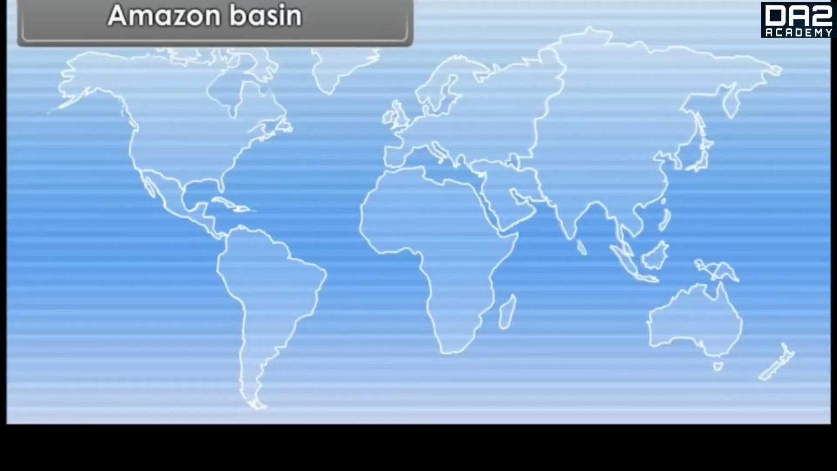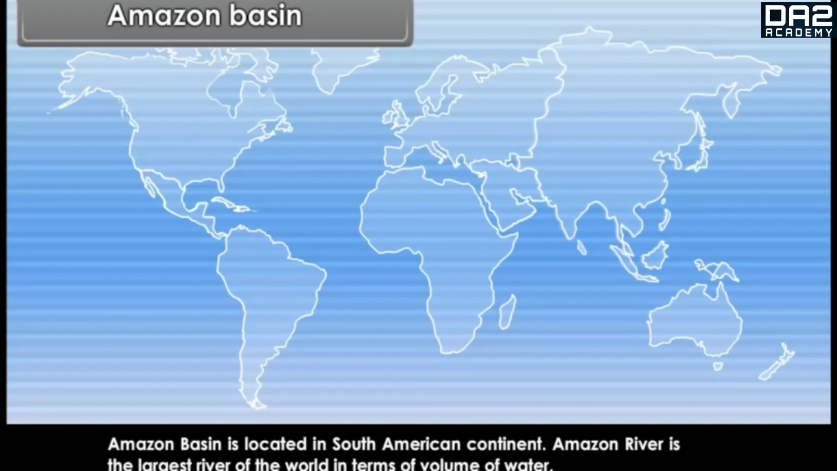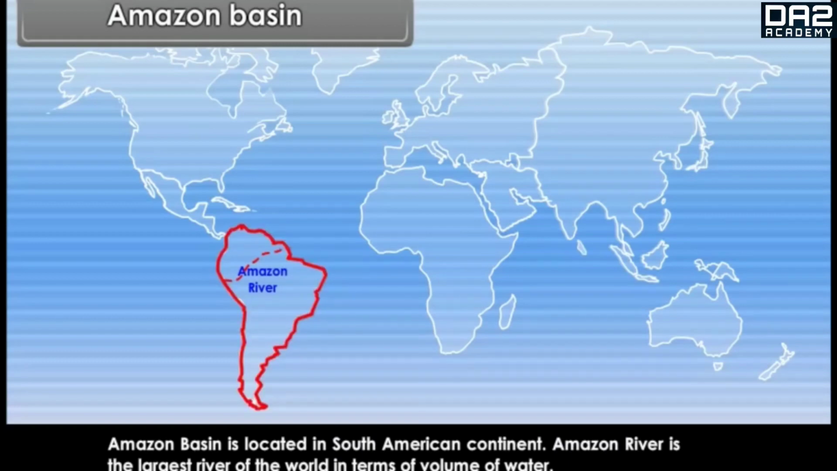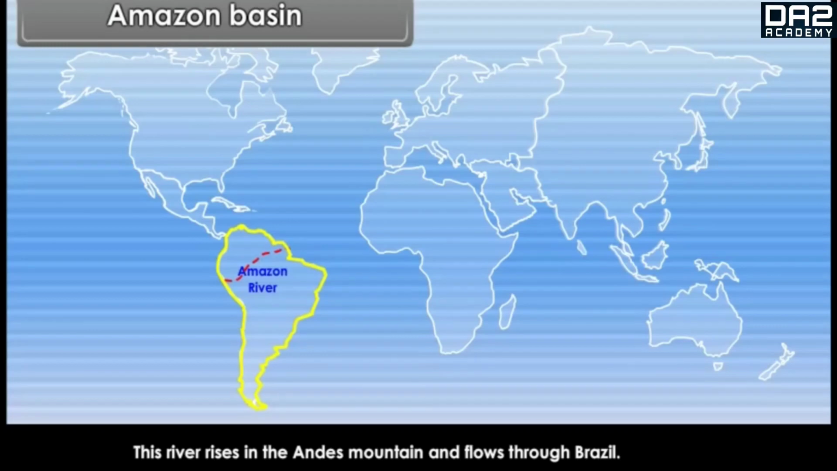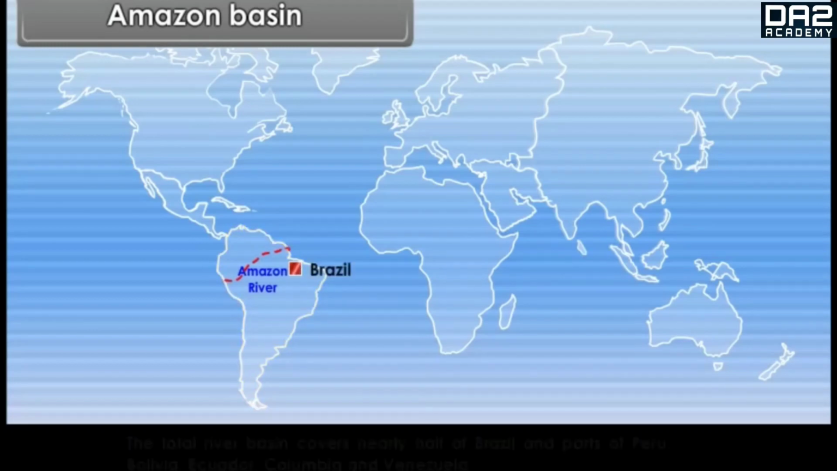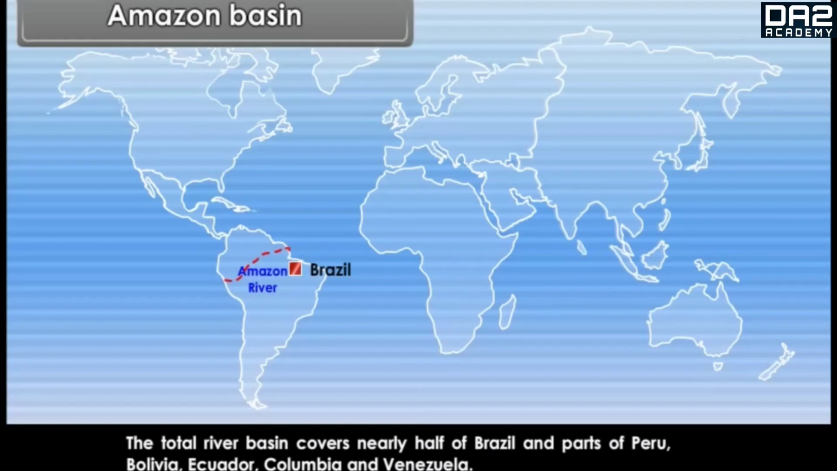Amazon basin. Amazon basin is located in South American continent. Amazon River is the largest river of the world in terms of volume of water. This river rises in the Andes mountain and flows through Brazil. The total river basin covers nearly half of Brazil and parts of Peru, Bolivia, Ecuador, Colombia and Venezuela.